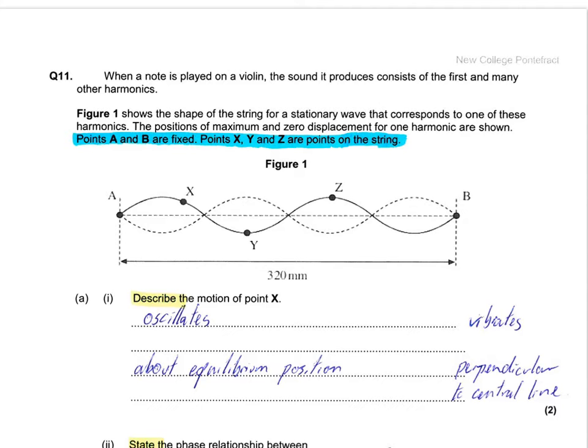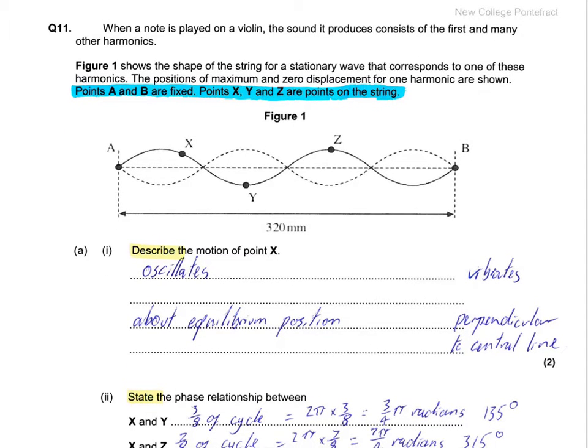Points A and B are fixed, so A and B are the fixed ends. X, Y and Z are points on the string. Describe the motion of point X. So point X is here, and just like all the other points on the stationary wave, it's simply going to oscillate about the equilibrium position. It's going to oscillate either side of that. I'd say the same is true of every other point. There are obviously points that don't. Those are the nodes, which simply don't move. There is another way you can state that, which is to say that it vibrates instead of oscillates, and you could say that it's perpendicular to the central line instead of about the equilibrium position.